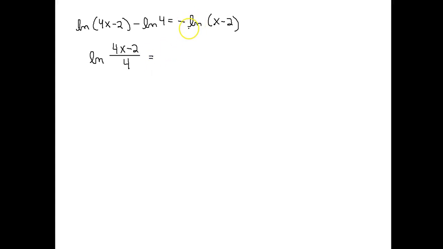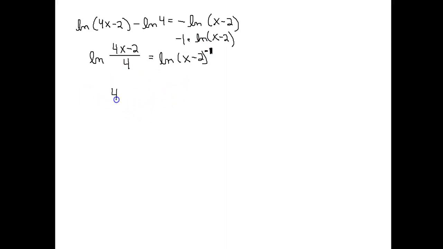And then on the right side, negative out front is the same thing as saying negative 1 times natural log of x minus 2. So I can rewrite that as natural log of x minus 2 raised to the negative 1 power. So remember, number times a log, that number could also be the exponent in the argument of the logarithm. So now both sides have natural logs.